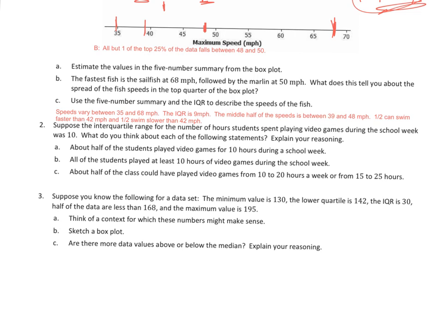C says about half of the class would have played video games from 10 to 20 hours a week, or from 15 to 25. I'm going to say this could be right, because if we're saying half between those would be my lower and upper quartiles, meaning I can subtract those two to get 10, and I can subtract these two to get 10, which is my interquartile range, which we know in our statement here is 10. So this could be correct because the interquartile range can be calculated. That's the type of data that we actually need to answer this question: what are the quartiles?